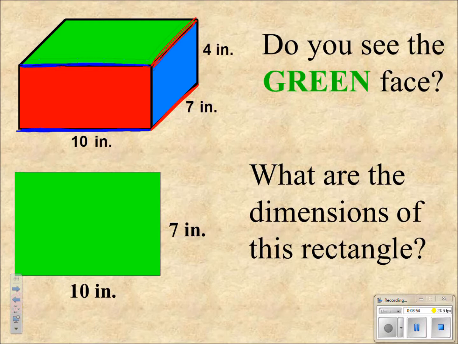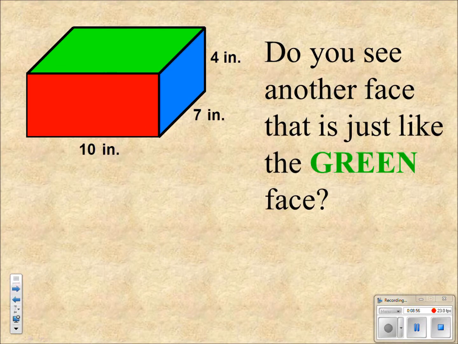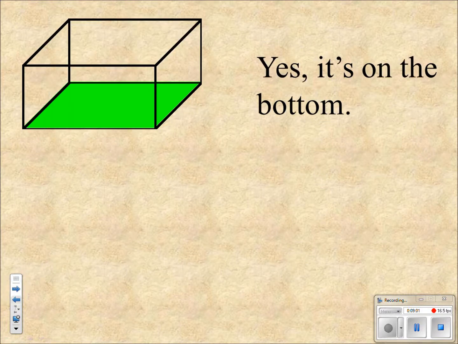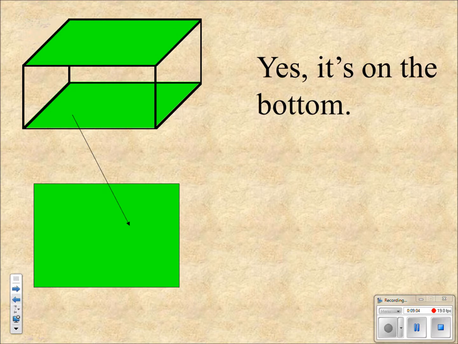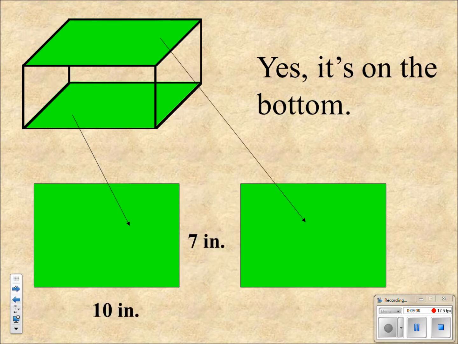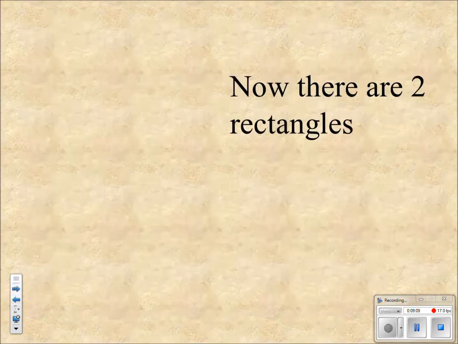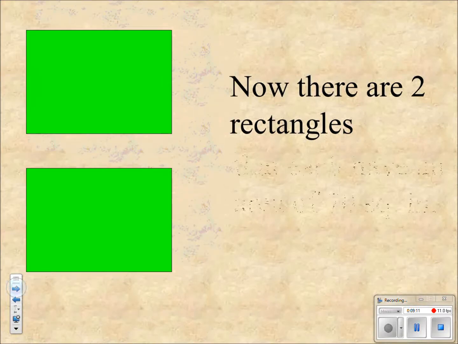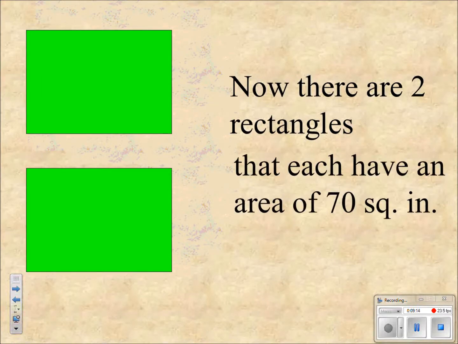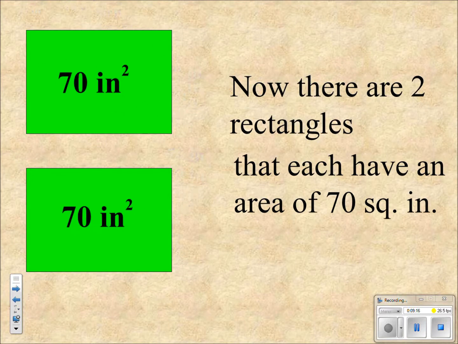Is there another green face? Well, we don't see it, but there is, and it's located on the bottom. So the bottom and the top have the same shapes and same dimensions, which means that they both have the same area. So each has an area of 70 square inches. That's 10 inches by 7 inches, which gives us an area of 70 square inches. So if you think about it, we have found the area of every single face on that three-dimensional shape, even the ones we couldn't see.